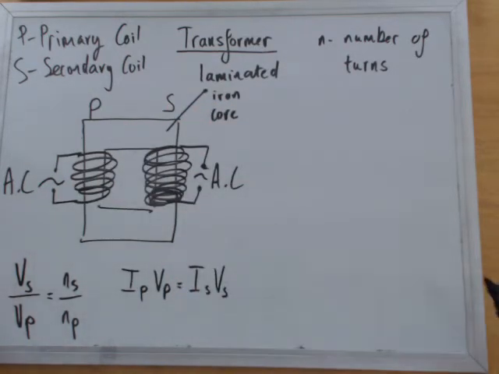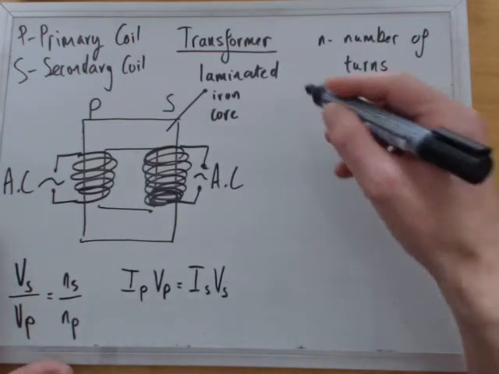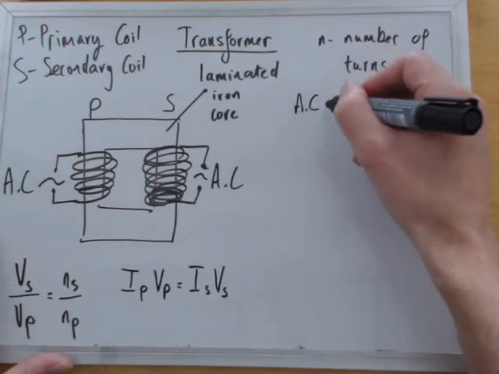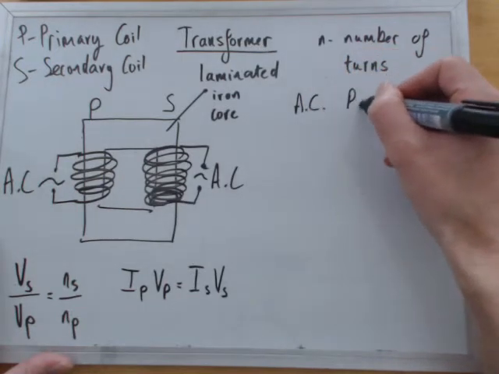Now the magnetic field is produced by an AC. So we've got an AC supply here, changing backwards and forward at a certain frequency in this coil. And if you've got electricity going through a coil, of course, you will get a magnetic field. So first of all, you've got an AC in your primary coil.